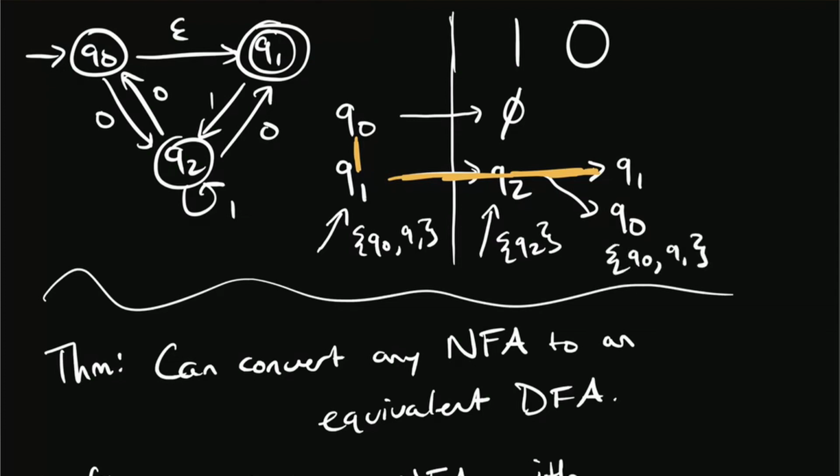Oh, wait a second. So what does this tell us right here? It tells us, well, if you're in either Q0 or Q1, and you read a 1, the only state you could ever eventually get to is Q2. That's the only place you can go. Well, from Q2 reading a 0, you can go to these two states, Q0, Q1.